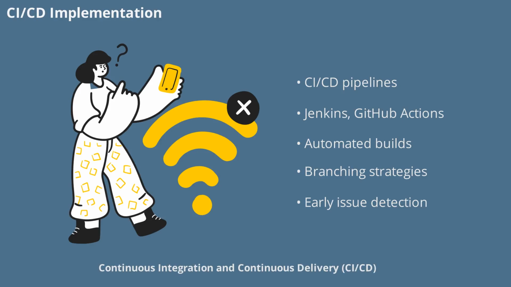Continuous integration and continuous delivery, CI/CD, are essential for efficient Android development. Setting up CI/CD pipelines with tools like Jenkins, GitHub Actions, or Bitrise automates build, test, and deployment processes. Using branching strategies like Git flow and version control, and including automated tests in the pipeline helps catch issues early. Sharing your approach to CI/CD demonstrates your ability to streamline development workflow.